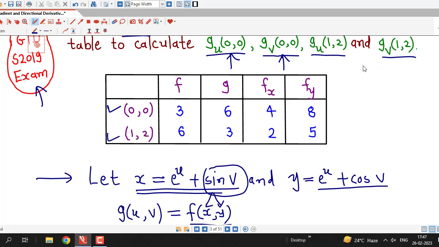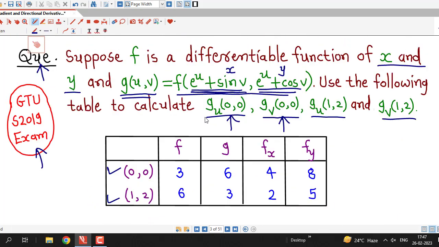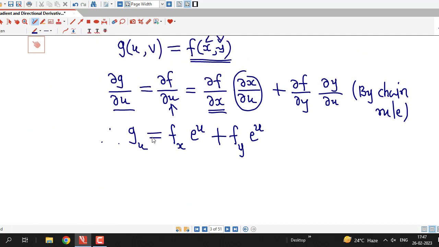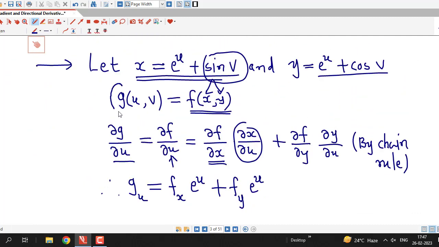Now here we have to find the value of del g by del u at (0, 0) and at point (1, 2). So first we find the value of del g by del u at (0, 0). Now notice that g is a function of u and v, so here we are interested in the value of del g by del u at (0, 0), and because g is a function of u and v, del g by del u is also a function of u and v.